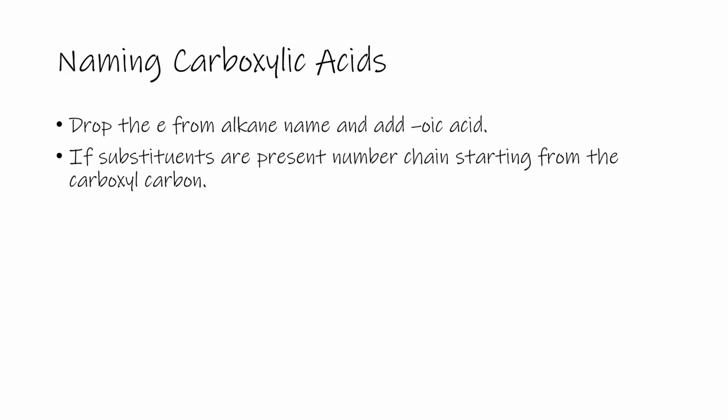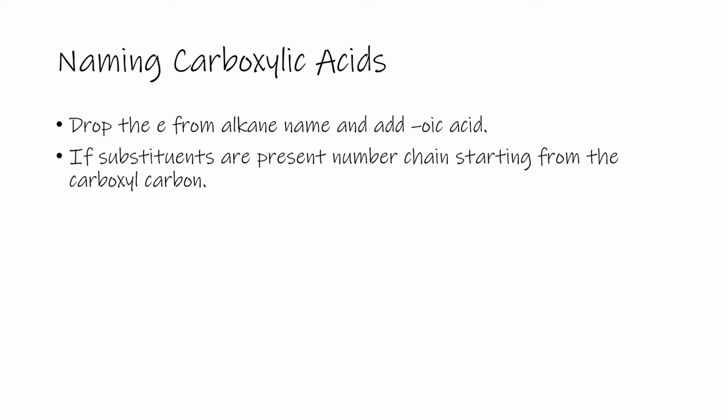So naming carboxylic acids is based off of the same IUPAC system that we have seen for other functional groups. For carboxylic acids, you're going to drop the E from the alkane name, so we'll be counting carbons, and then you'll add the ending oic acid. If there are any substituents present, you name them just like we have done in the past with a number and what the substituent is. You will start numbering your chain from that carboxyl carbon. And so that's always going to be carbon number 1.